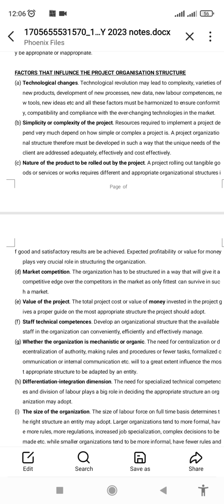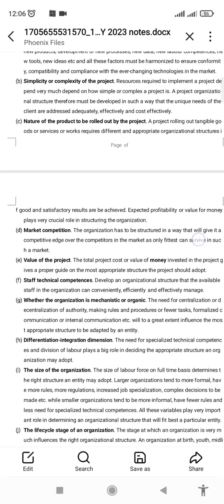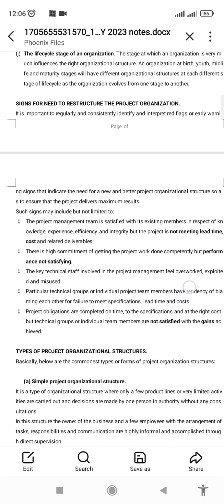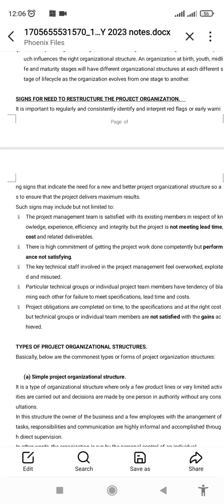The first one is value of the project, then market competition, technological changes, then value of the product to be rolled out by the project, size of the organization, and simplicity of the project. Then thereafter, signs for need to restructure the project organization.